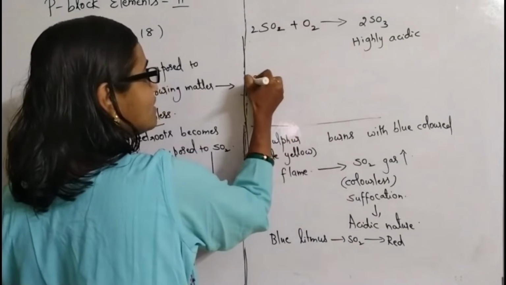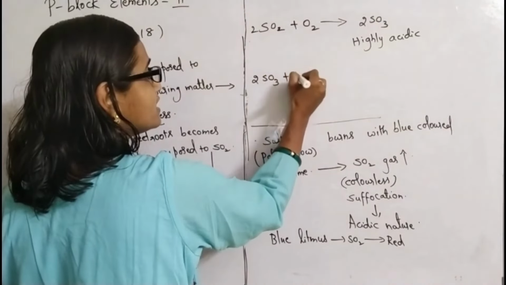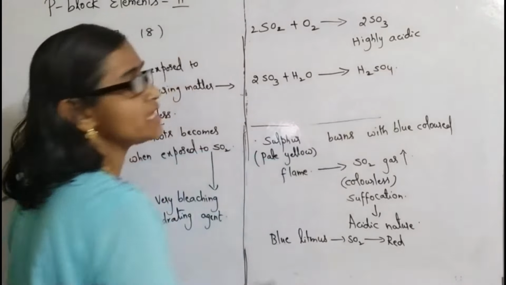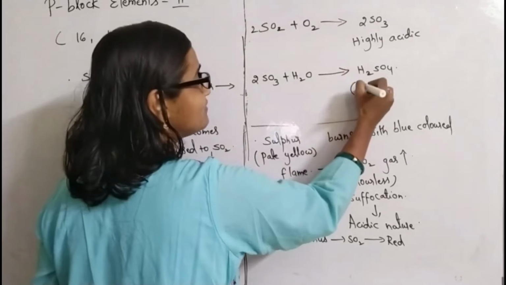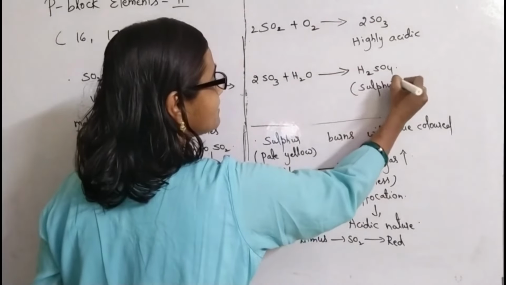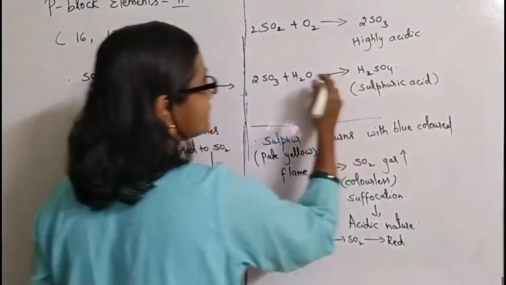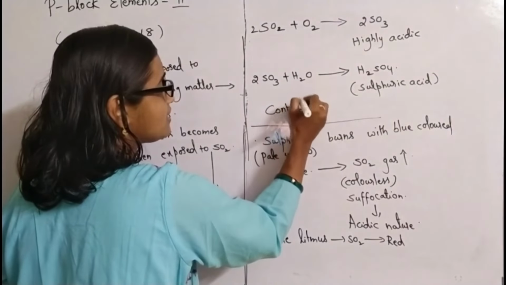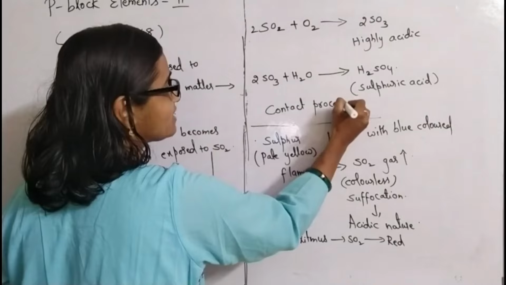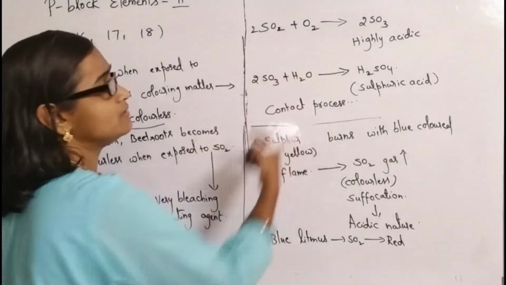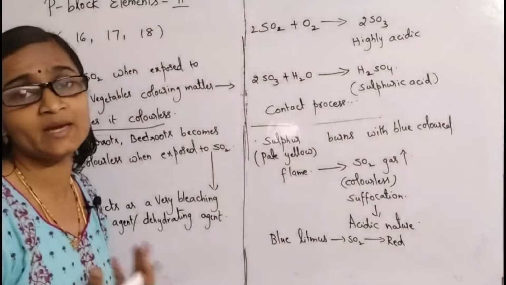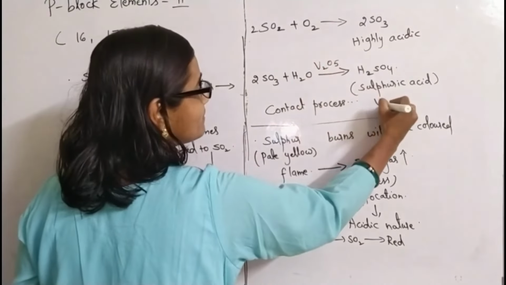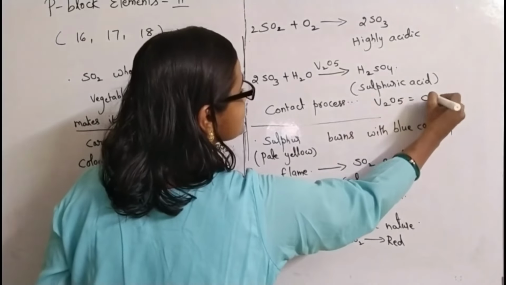When this sulfur trioxide is made to react with water, you will get H2SO4. What is H2SO4? Sulfuric acid. And this process is called the contact process. Here, generally the catalyst used is vanadium pentoxide, V2O5, which acts as the catalyst.